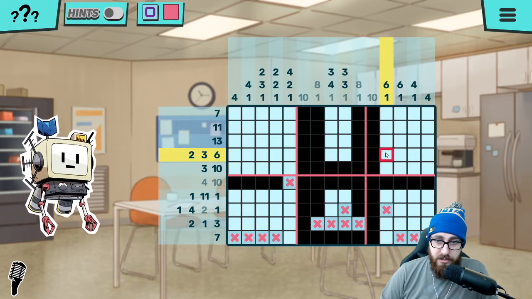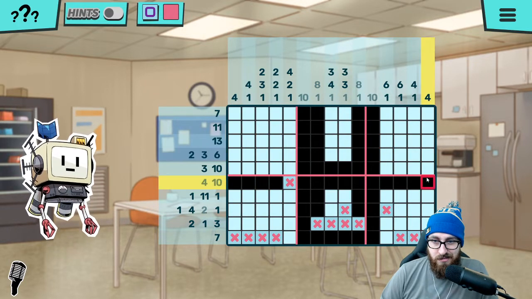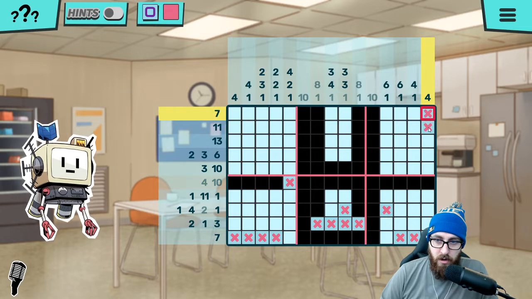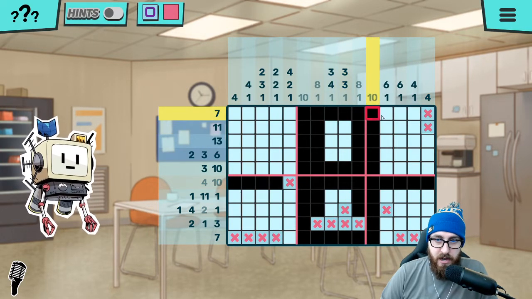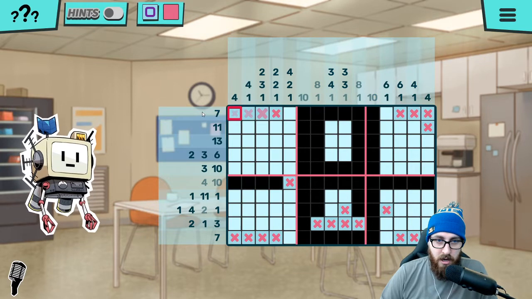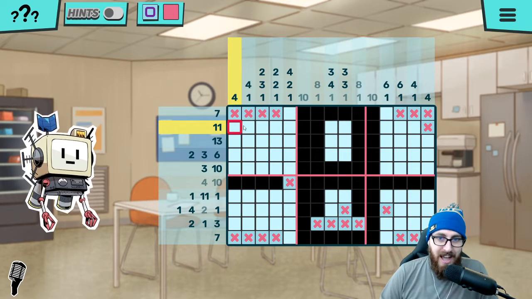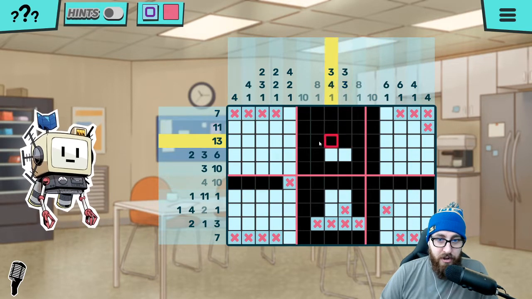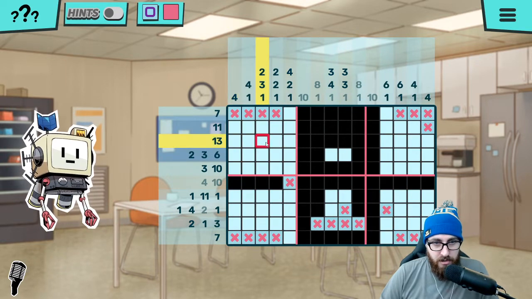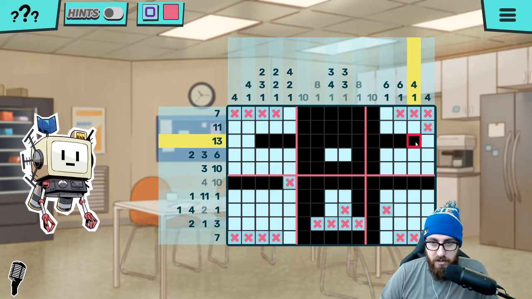2, 3, 6. 4, 1, 2, 3, 4. And 1, 2, 3, 4. So we know those top 2 aren't there. That's there. So this is gone and gone. 11 here. 13 here. So 13 out of 15 is leaving 2 on the sides.